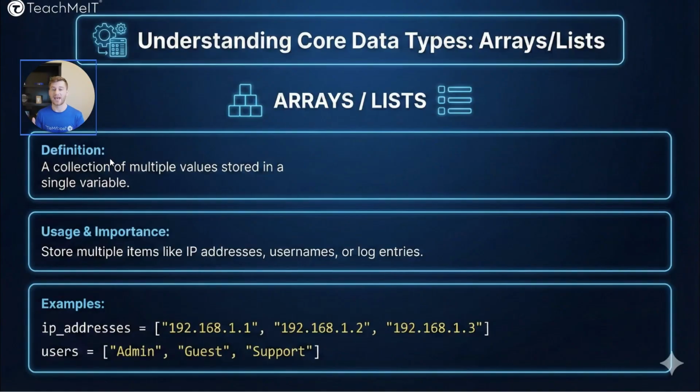And lastly, we have arrays and lists. An array or a list is a collection of multiple values that are stored in one variable. They're often used for multiple items like IP addresses, usernames, log entries, things like that. For example, we could see IP addresses equals brackets, quote, IP address, quote, comma, quote, IP address, end quote, comma, quote, IP address, end quote, end bracket.